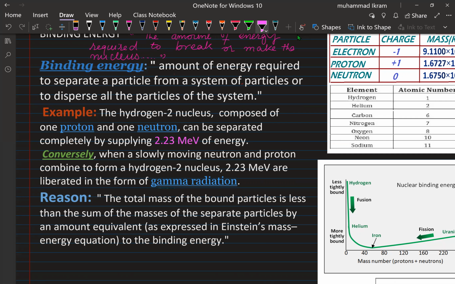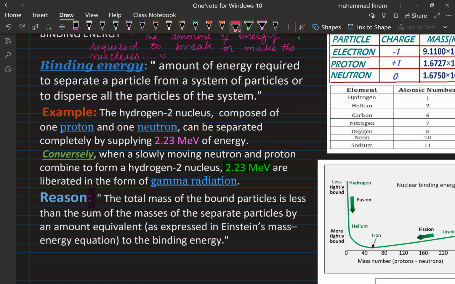Now, conversely, when a slow-moving neutron and proton combine to form the hydrogen nucleus, what will happen? Then 2.3 MeV energy will be liberated in the form of gamma radiation. So this is why I told you that binding energy is the amount of energy required to make or break the nucleus.